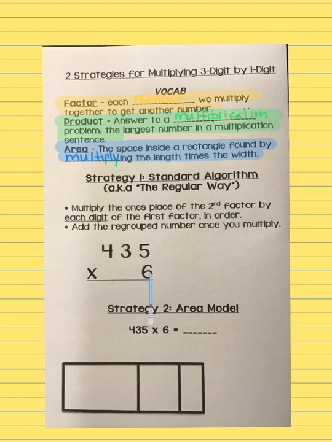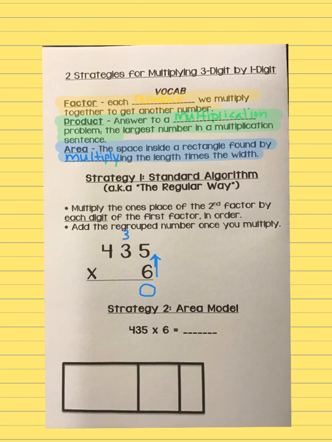So that means we're going to take the ones place, the 6, multiply it by the 5. Then we're going to take the 6, multiply it by the 3. Then we're going to take the 6 and multiply it by the 4. It likes to be fair. It wants to play with everyone. So we're going to go 6 times 5, which means we're going up. 6 times 5 is 30. Can I put 30 in the ones place? No. So I'm going to put the 0 and regroup the 3 up here.